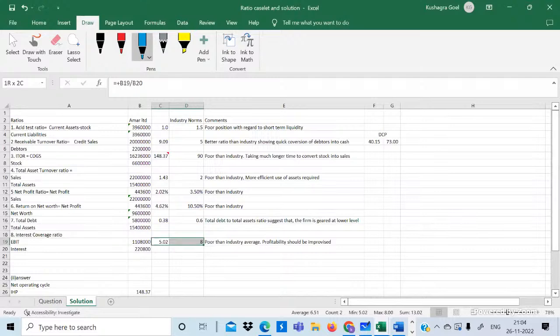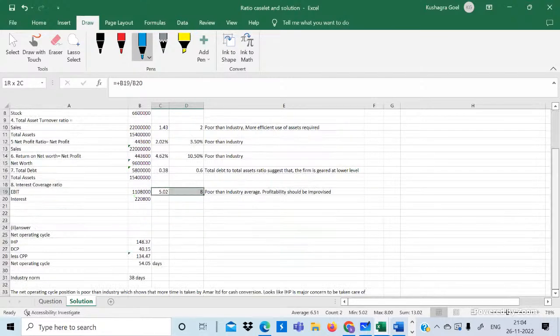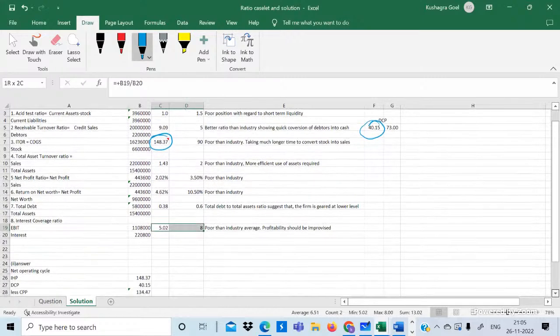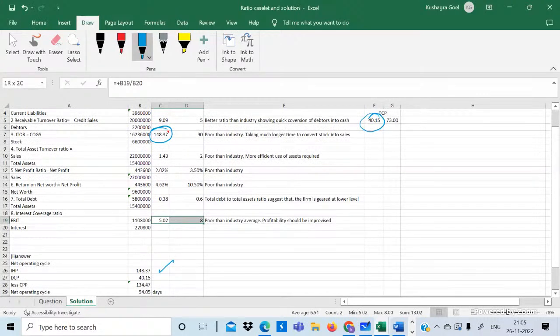Okay, then let's look at the second part. The second part was where we had to calculate the operating cycle time. For calculating the operating cycle time, what you need is inventory holding period, debtors collection period, and creditors payment period. Out of these three, we've already calculated two. We already have the inventory holding period, which is 148.37. I already have the debtors collection period, which is 40.15. I'll just calculate my creditors payment period.